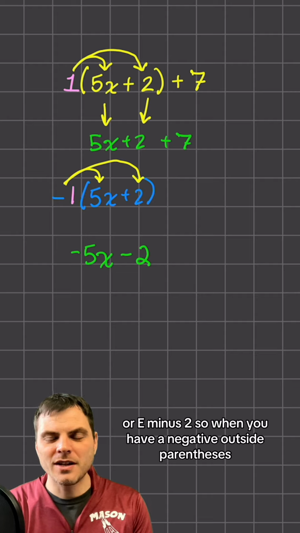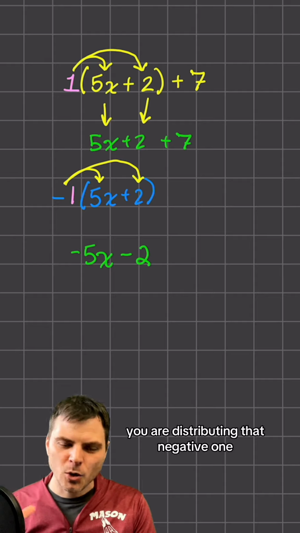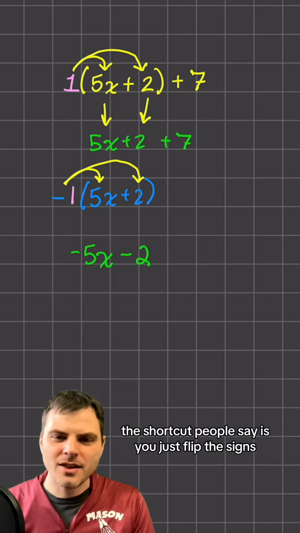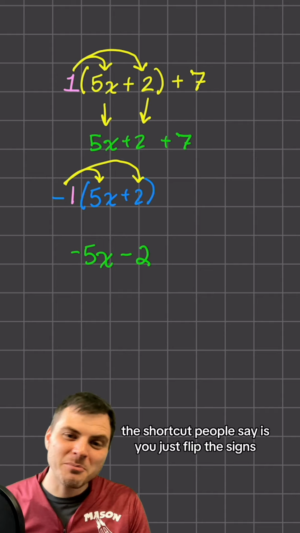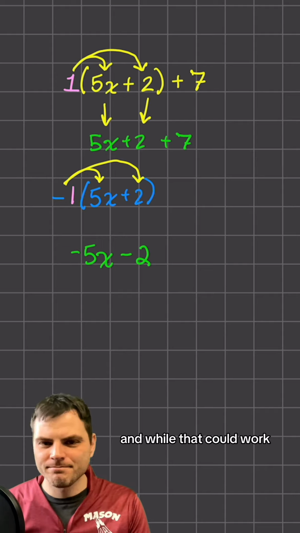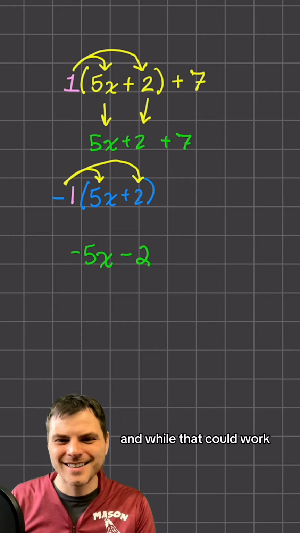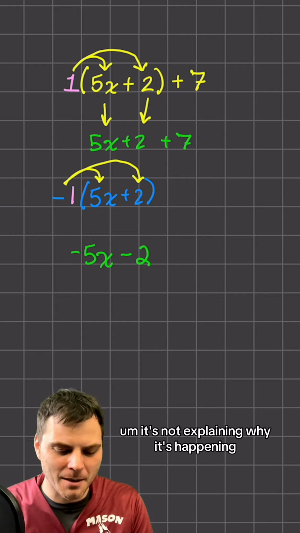So when you have a negative outside parentheses, you are distributing that negative 1. The shortcut people say is you just flip the signs. And while that could work, it's not explaining why it's happening.